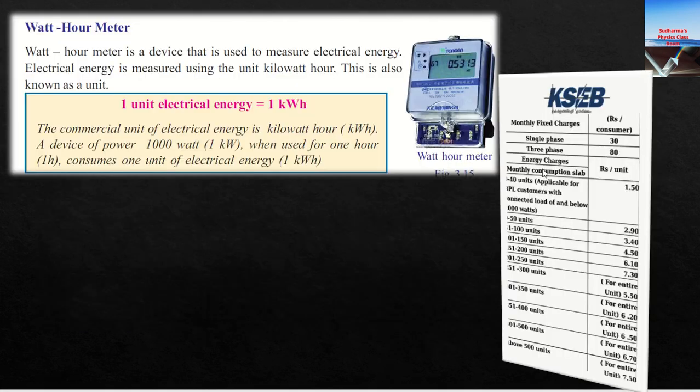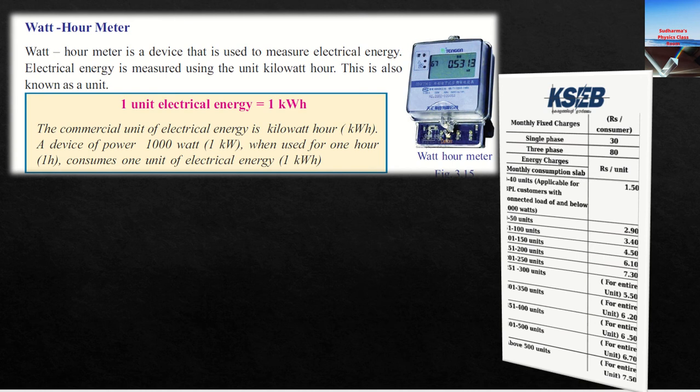So this kilowatt hour meter, kilowatt hour is the commercial unit of energy, and this is how a digital kilowatt hour meter or a watt hour meter looks like. So this is from where the person from the electricity board comes and takes the reading of that particular month, and it comes as the electricity bill. So commercial unit of electrical energy is kilowatt hour. A device of power 1000 watt when used for 1 hour consumes 1 unit of electrical energy. So 1 unit of electrical energy means it is the commercial unit of energy or kilowatt hour.